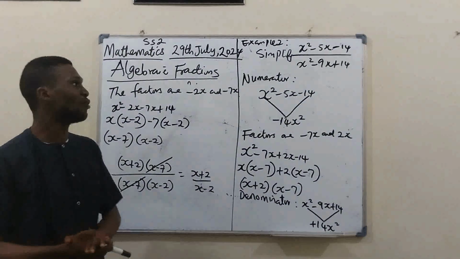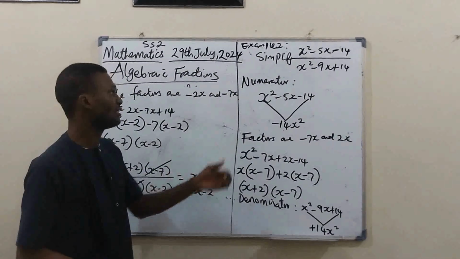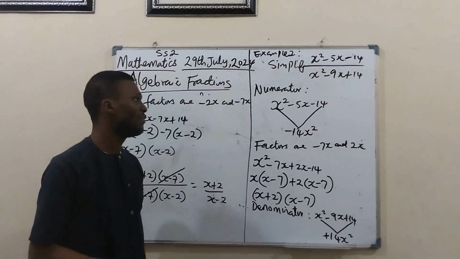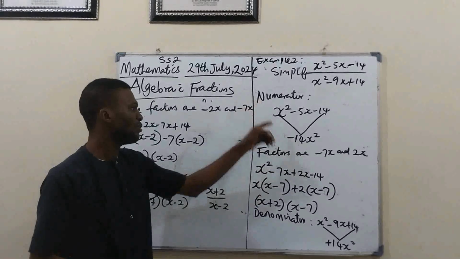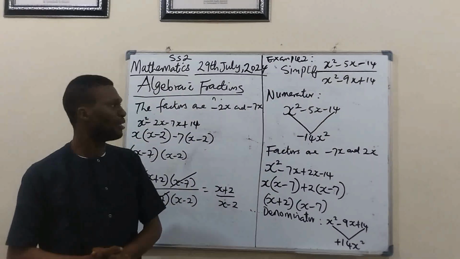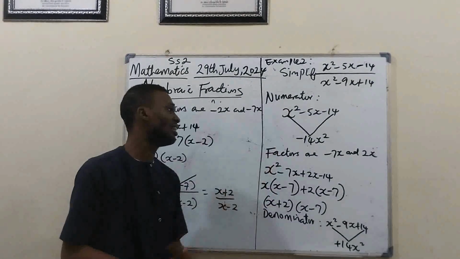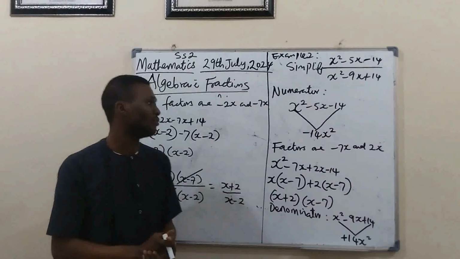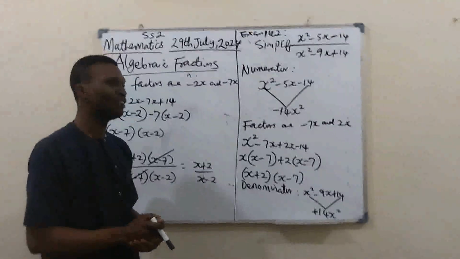Like we said, since there are two quadratic expressions, we factorize each of them separately. The first is the numerator, having x squared minus 9x minus 14. Doing this multiplication, this gives us minus 14 x squared. We look at the two numbers that when we add, we get minus 5x, and we multiply, we get minus 14 x squared. Now, the two values we add, let's look at just the coefficient.